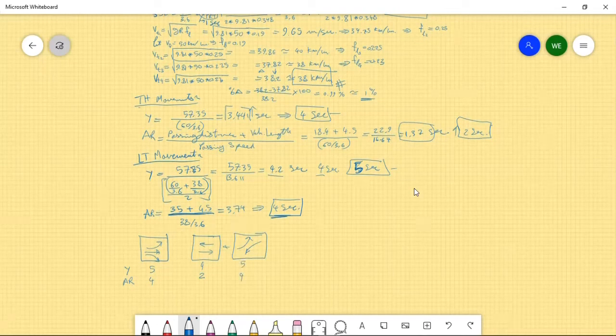Clear? Clear, Doctor. Okay. It's not very common that you see these kinds of phases here in the Eastern Province. But I think if you go to Jubail or some intersections in the Aramco complex, you might find some of these intersections. Clear?